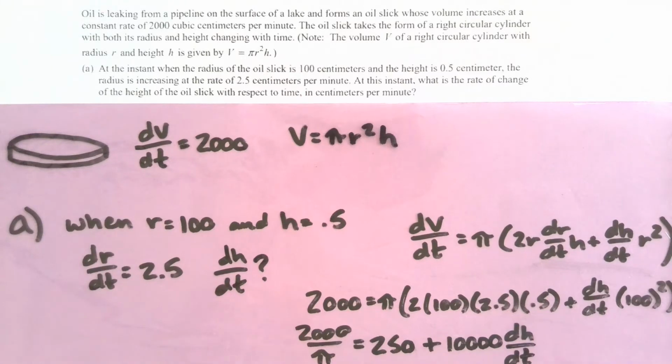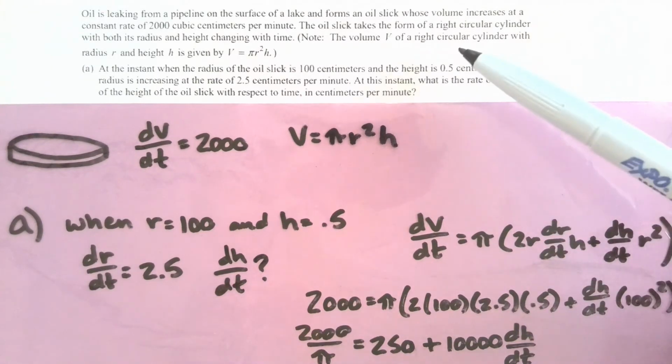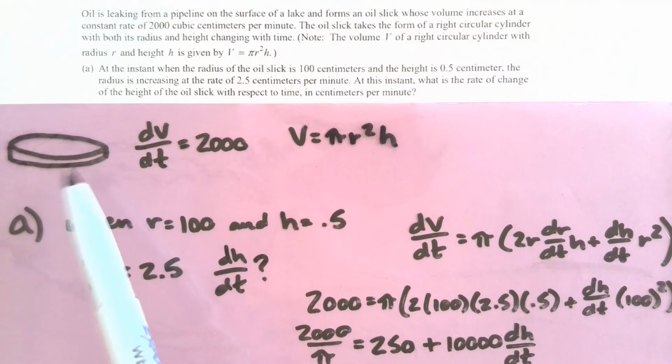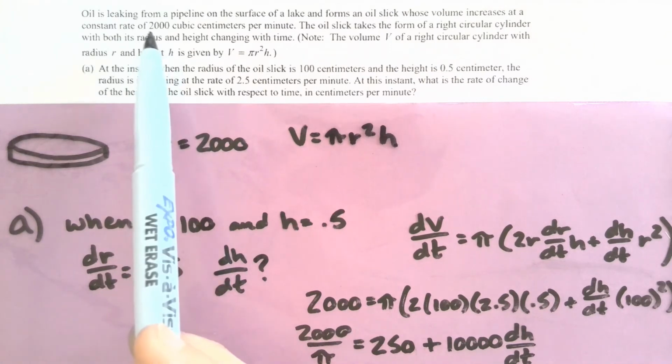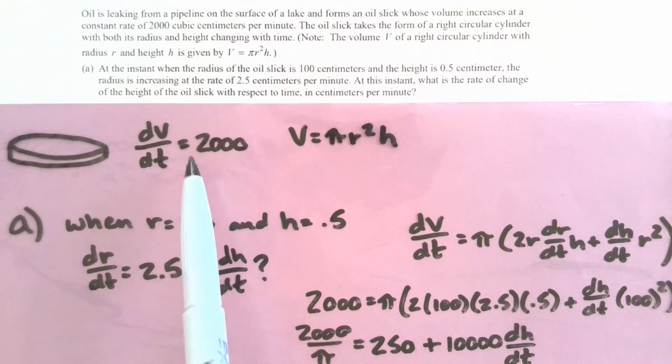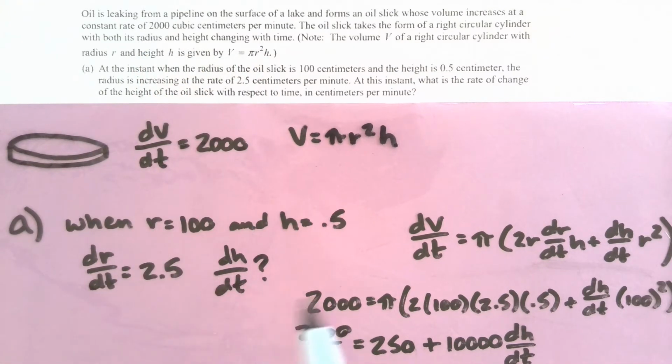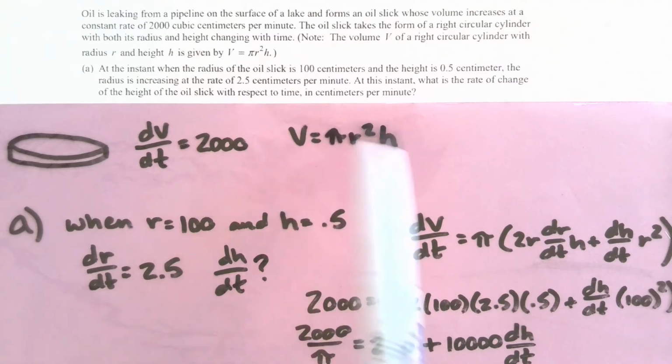So before I even get started with part A, from the prompt I can get, okay, this is a cylinder, but it's going to be pretty low to the ground, so kind of an idea of what that oil slick looks like. We're given 2,000 cubic centimeters per minute, so that's the dV/dt, how that volume is increasing, and then the formula for volume of the cylinder.